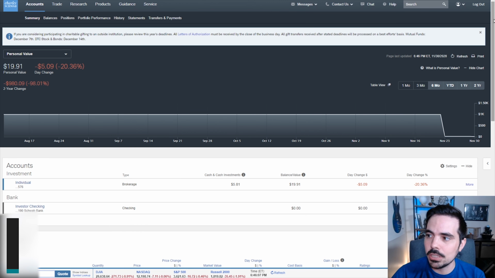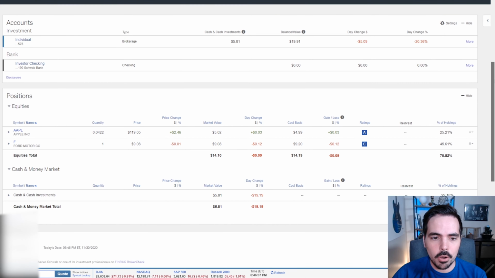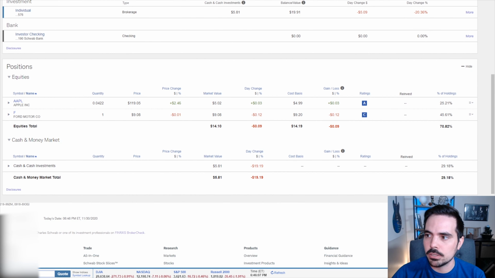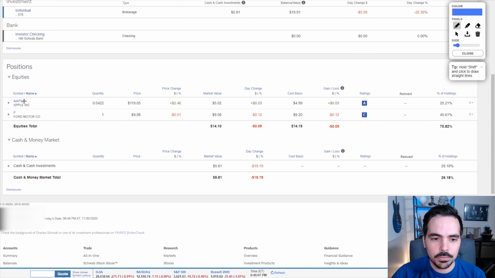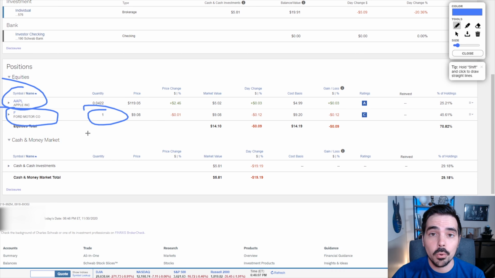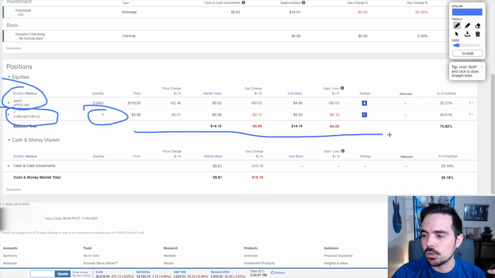So we're here on the main dashboard of Charles Schwab, and when we scroll down a little bit, we have our individual taxable account that you can see here, and we have a couple different holdings. We have Apple right over here, and we also have Ford Motor. And what we're going to do is go ahead and sell the one share that we have of Ford, because that is a full share and a stock that we want to get rid of.